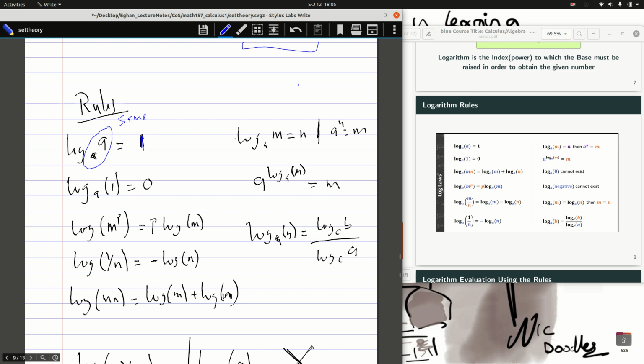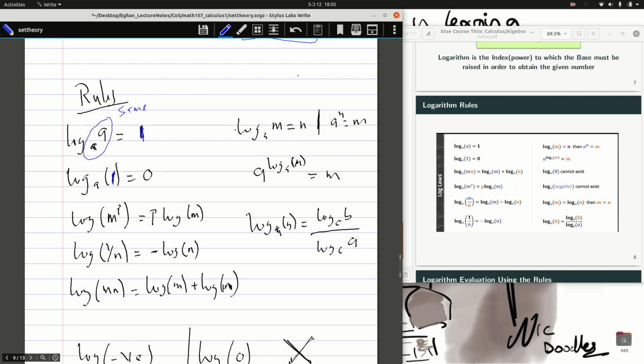Now if the argument is 1, it is 0. Please, it is not when the argument is 2 that it is 0. Anything aside from 1 is not 0. So log of 10 is not 0. But when you have a base given and the argument is 1, that is where it is 0. So take note of the second rule.